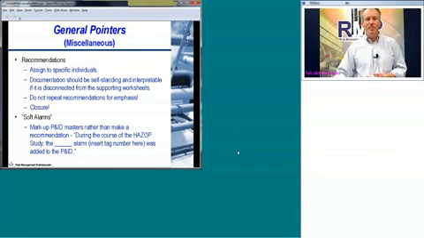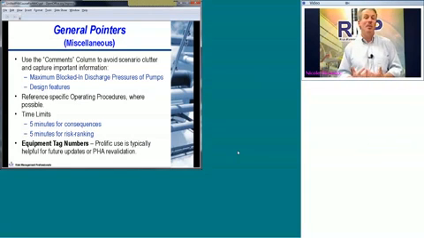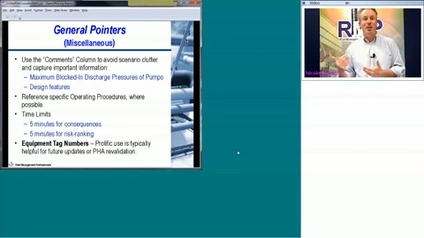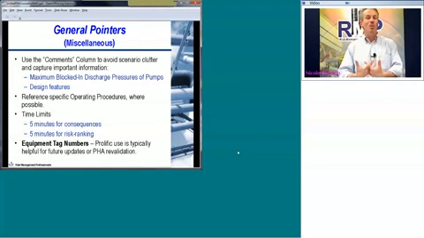Also, using the comments column. Rather than putting a lot of clutter in another area, if there's ancillary information like maximum blocked-in discharge pressures of pumps or other design features, the comments column is a good place to log that. Also, if you're referencing operating procedures, I see that over and over again, and I do it too. You'll talk to the team about operating procedures and mention it as a safeguard. Well, at least occasionally, ask them which procedure, give me a procedure number, or show me, so that they're not just talking about operational practices of what they do, but they're talking about specific written procedures that they must follow.